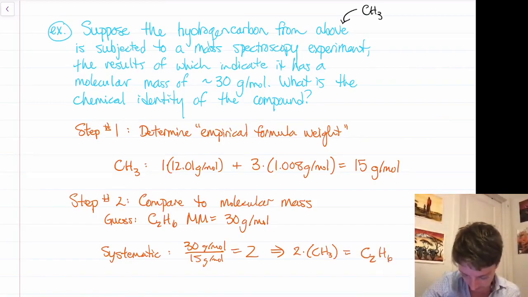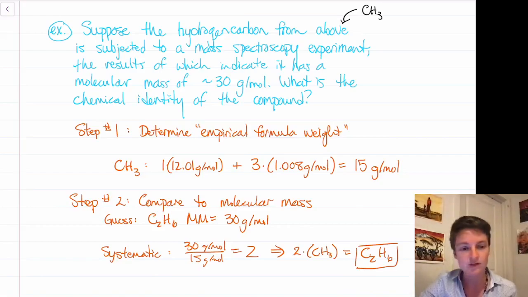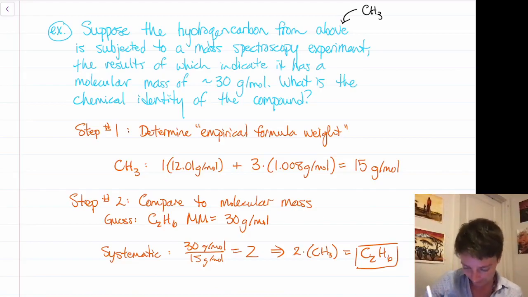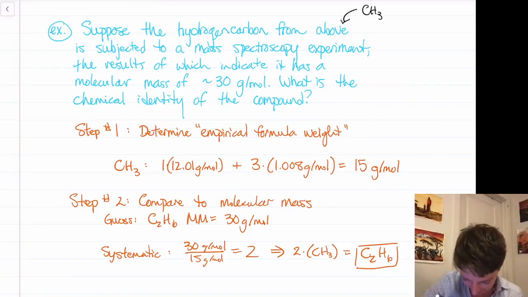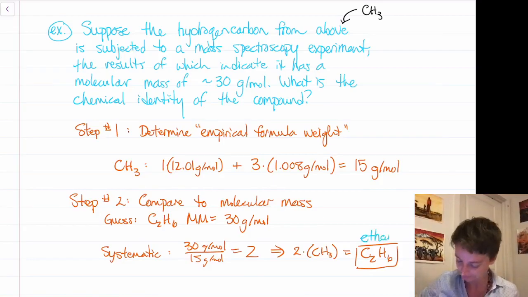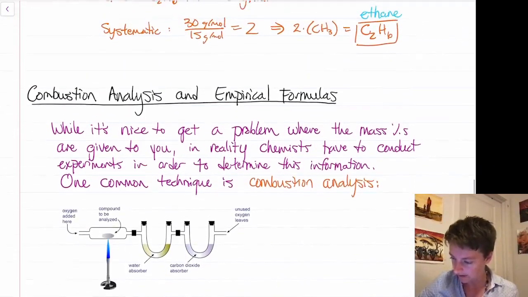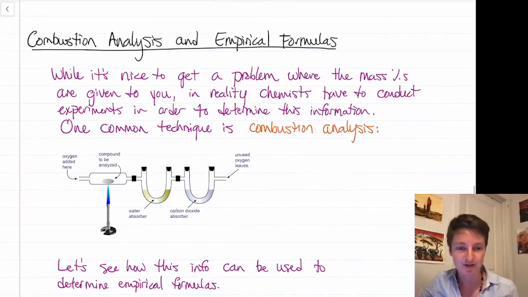So once again, we get the same answer to the problem, and you can choose for yourself whether you like this guess and check approach or the more systematic way better. In either case, let's remember that C2H6 is the name of a chemical compound that we discussed in Chapter 2, and in fact, this is ethane. All right. And so last but not least, we want to talk today about combustion analysis and empirical formulas.